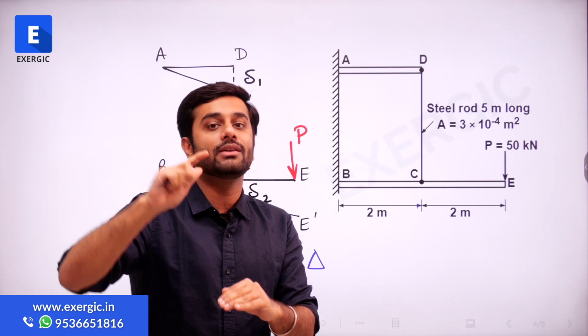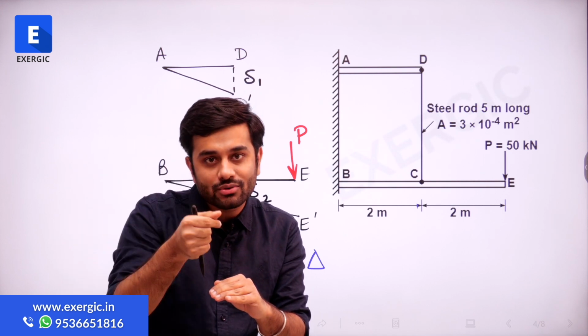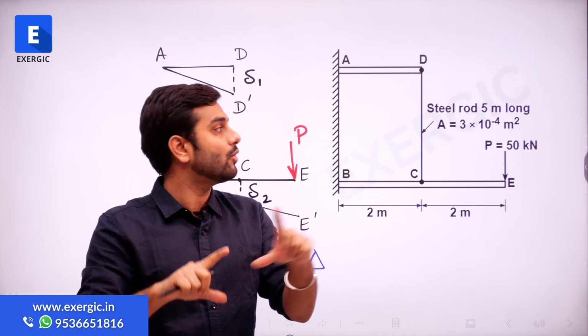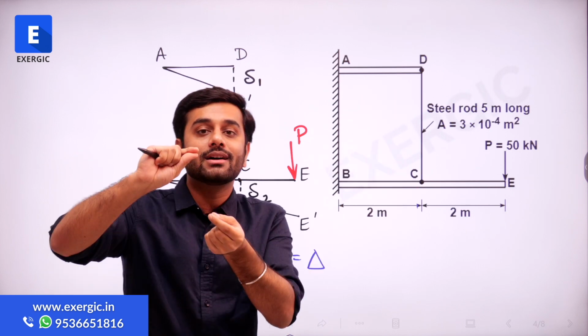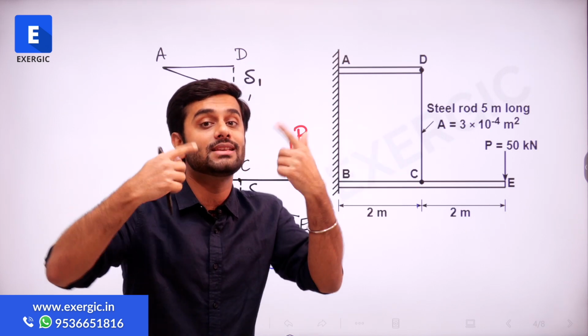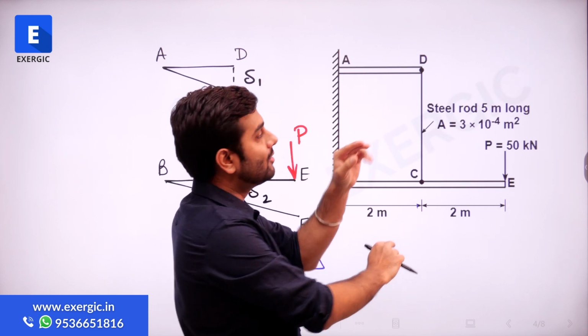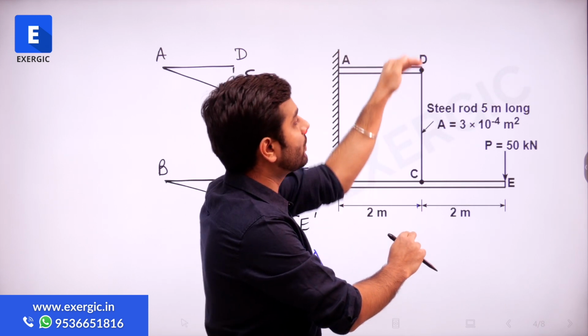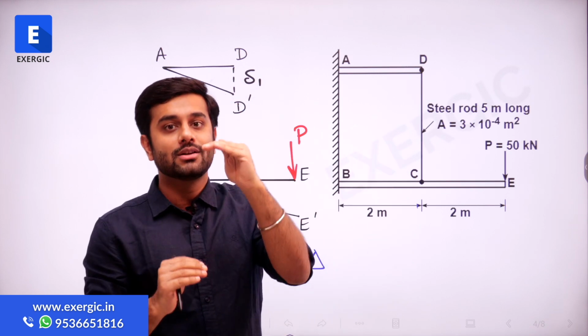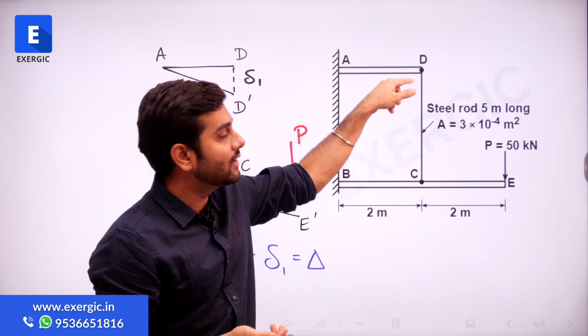So the movement of D will reduce the deformation, because the deformation of CD is the increase of distance between C and D. If C moved by 2, the increase is 2 centimeters. But D is also moving down. If D moved down, the distance will decrease by whatever the value of deflection at D is.